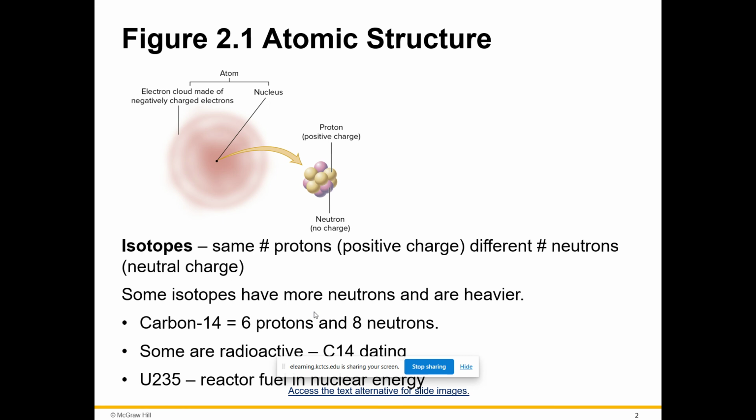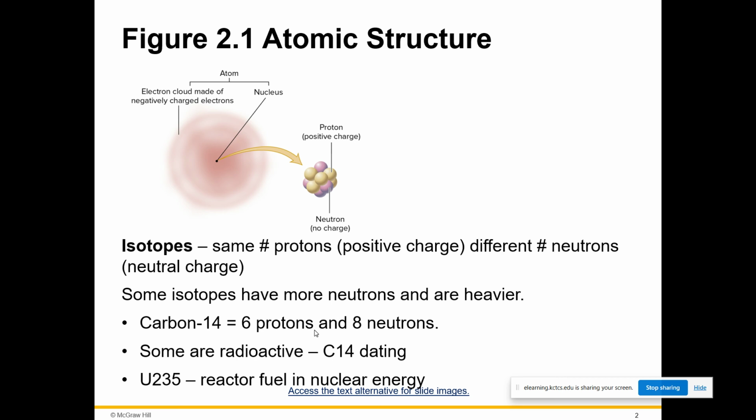And so the first concept is that of isotopes. This is when an atom has the same number of protons and a different number of neutrons. And just for review, protons have positive charges, neutrons have neutral charges, and electrons, not mentioned here, have negative charges. And some examples of common isotopes and why geology would care is carbon 14.